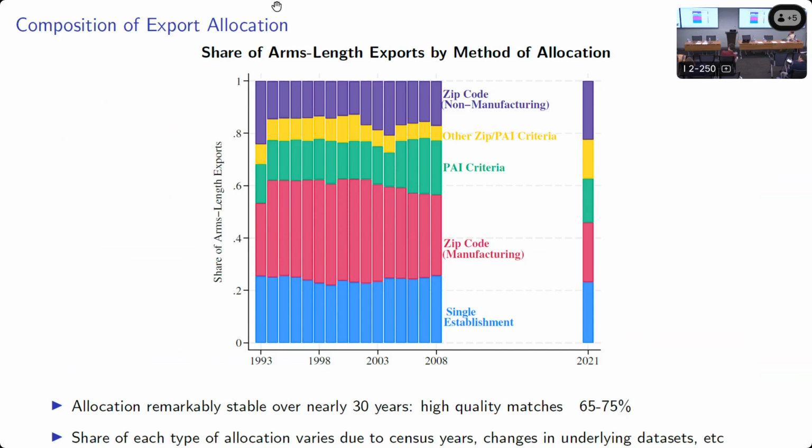By and large, it's pretty stable. I mean, the exact category varies based on whether you're in a census year or not, and so on. But we get high quality matches that are between 65 and 75% of the data. Okay, you'll see this big gap here. This is because now census is not allowing us to disclose this anymore. But we managed to get this year back out, right? Okay. So that's what it looks like. It's pretty stable. Okay, so this is the result of the algorithm. Questions? Yeah.